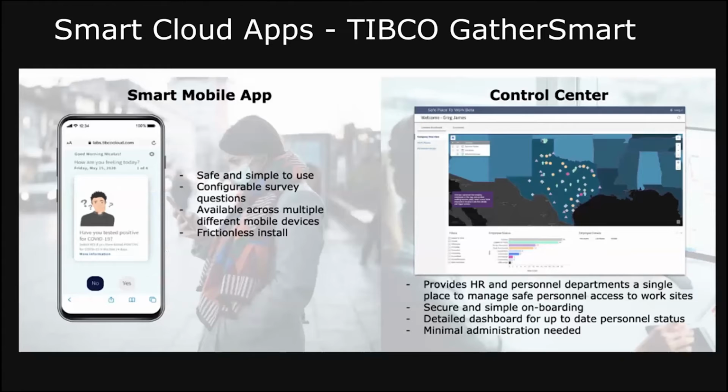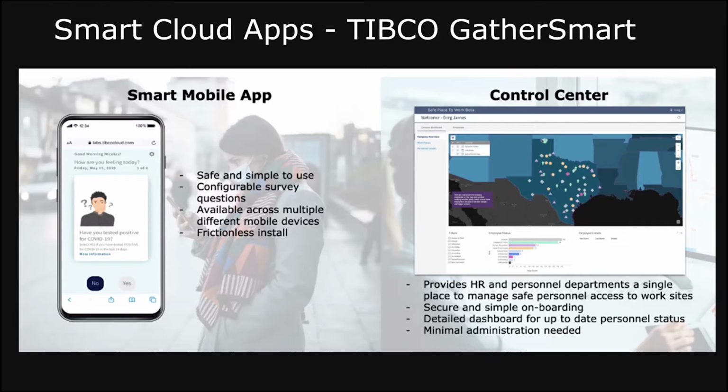Okay, so let's look a little more in detail at GatherSmart. The GatherSmart solution is effectively two key business applications that are built using the toolkit on TIBCO Cloud. There's a mobile application and there's a control center application. The mobile application is a simple app that an employee will install on their phone, and they use it when they want to go to an office. To get to the office, they answer some questions, they obtain a passport, and that gives them access.